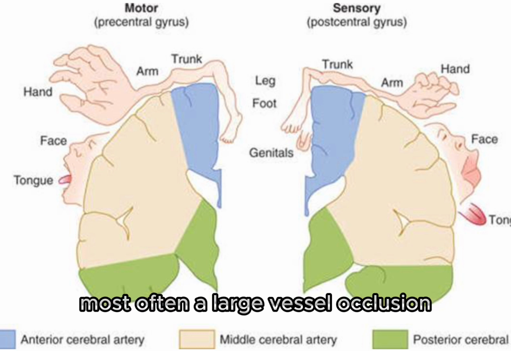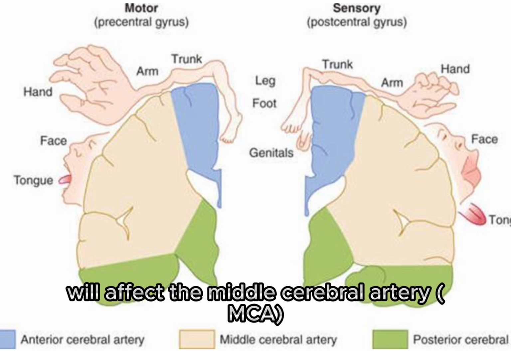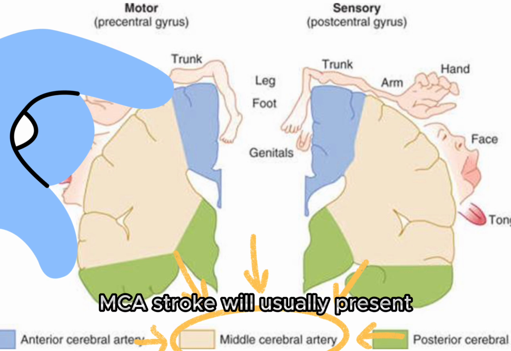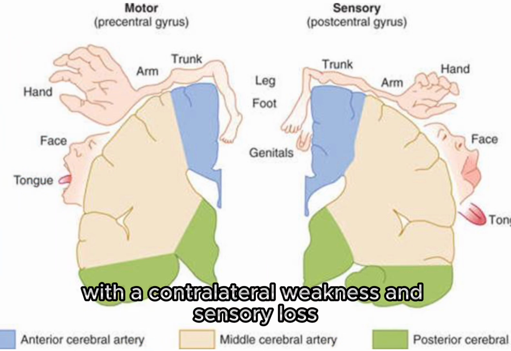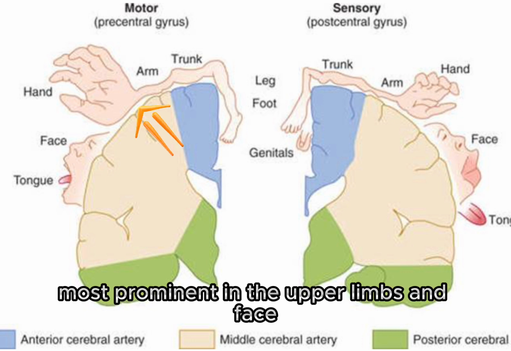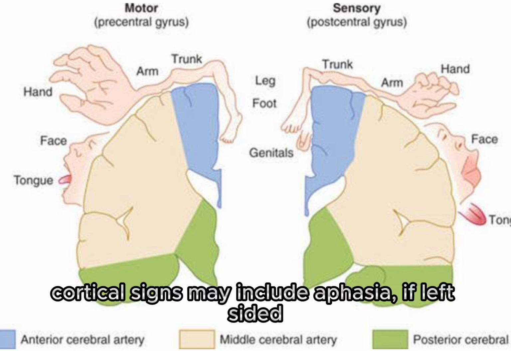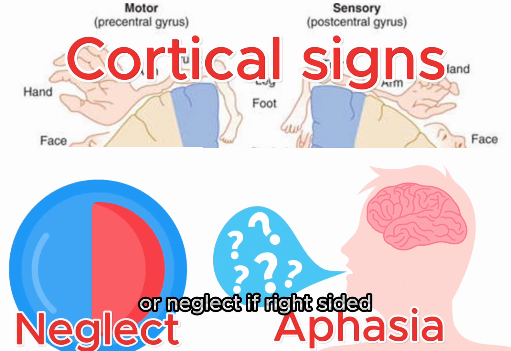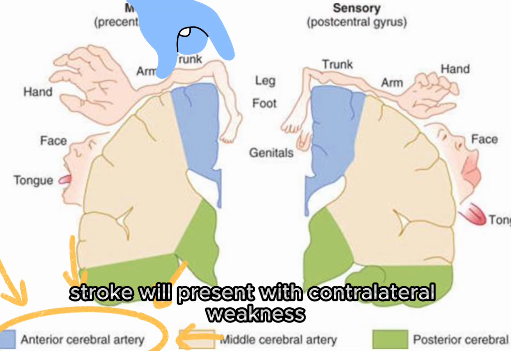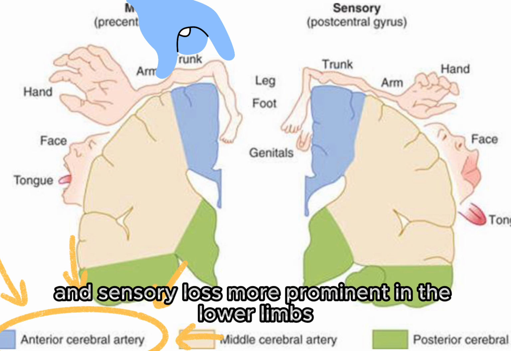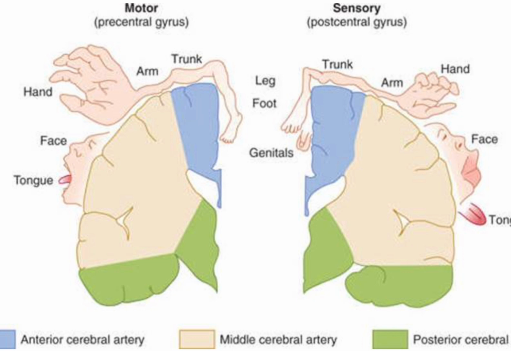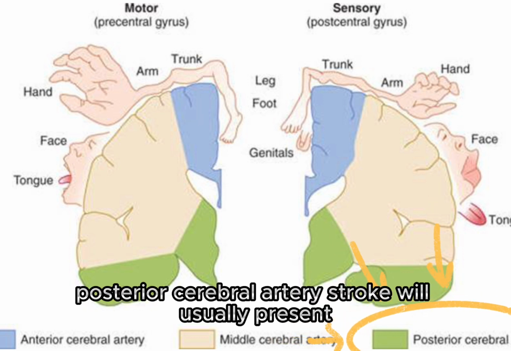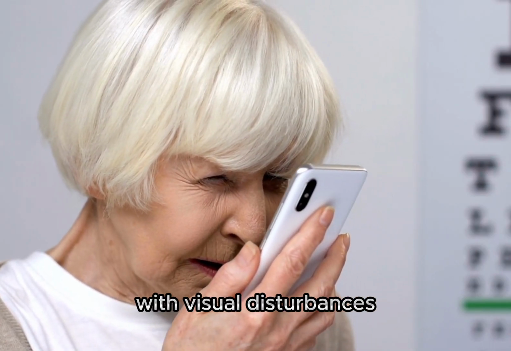Most often, a large vessel occlusion will affect the middle cerebral artery. MCA stroke will usually present with a contralateral weakness and sensory loss, most prominent in the upper limbs and face. Cortical signs may include aphasia if left-sided or neglect if right-sided. Anterior cerebral artery stroke will present with contralateral weakness and sensory loss, more prominent in the lower limbs. Posterior cerebral artery stroke will usually present with visual disturbances.